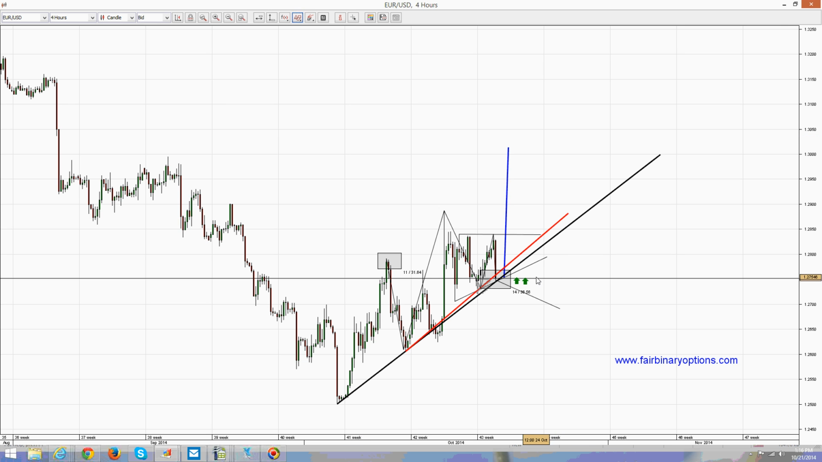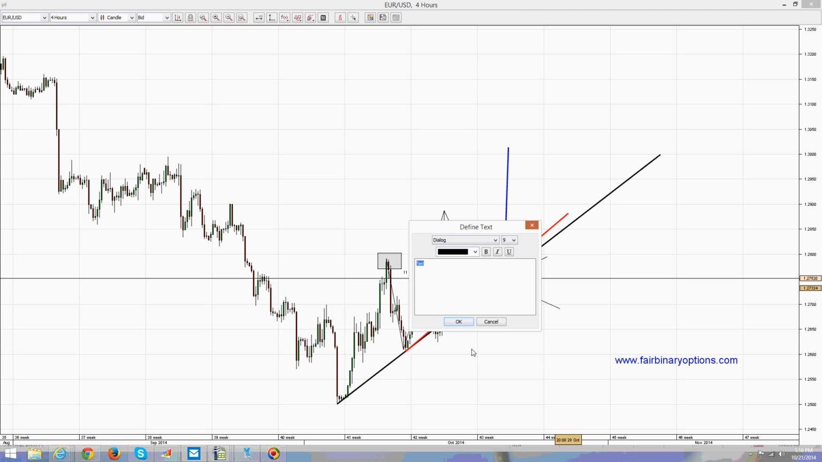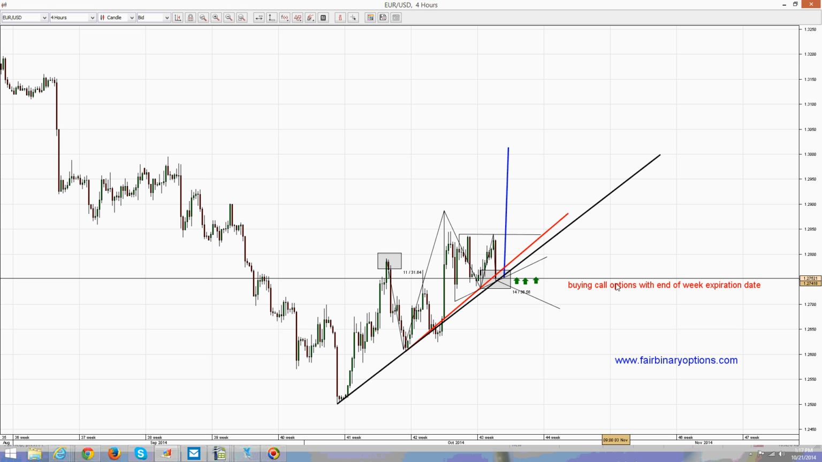We need a consolidation area. These are all corrective waves, and for the end of week to go and see what's happening. Now I will end up, let's write here that I'm buying call options with end of week expiration date. I will end up with a scenario that will not be on, let's say, on bears thinking.